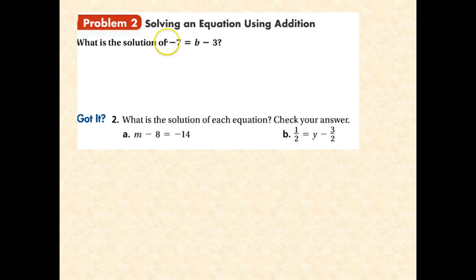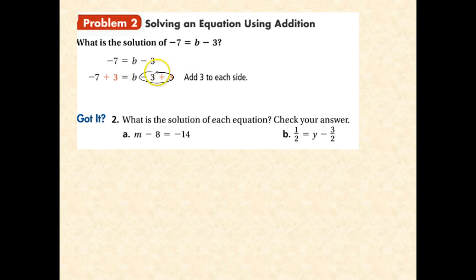Ooh, what is the solution of this equation? Well, you might think, oh, I'm always supposed to do stuff to this side, but no, what you're really supposed to do is locate your variable and tell what operations you have to undo to get that variable by itself. Right now I have b minus 3. So the opposite of minus 3 is plus 3. So I'm going to add 3 to both sides.